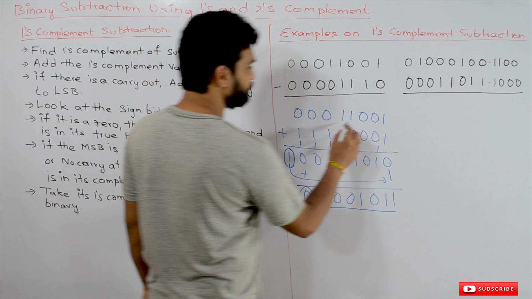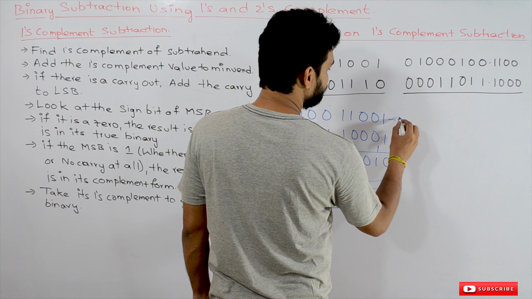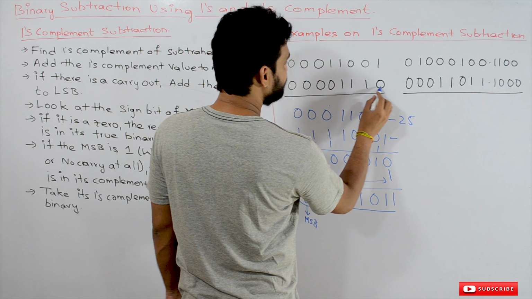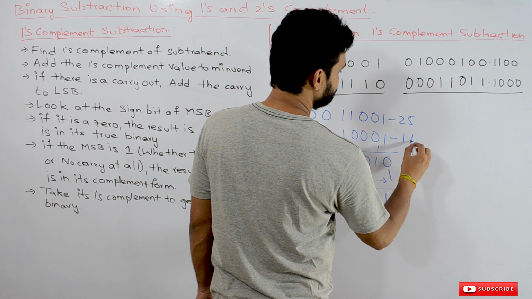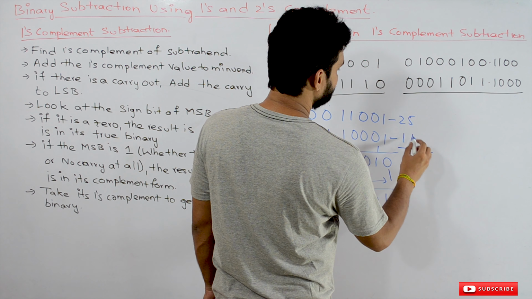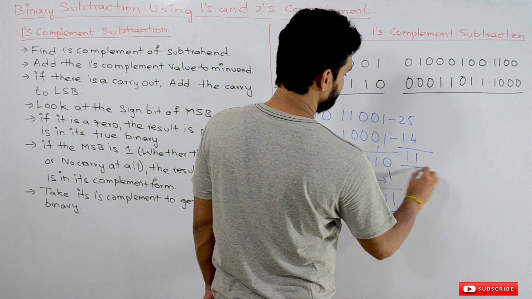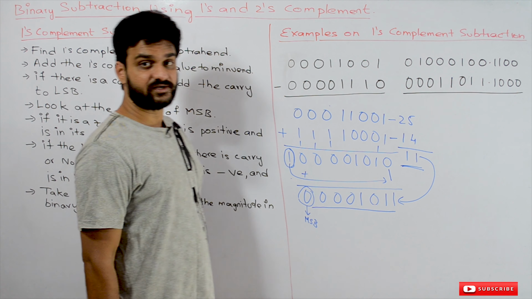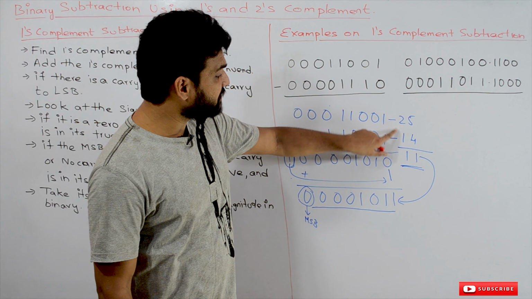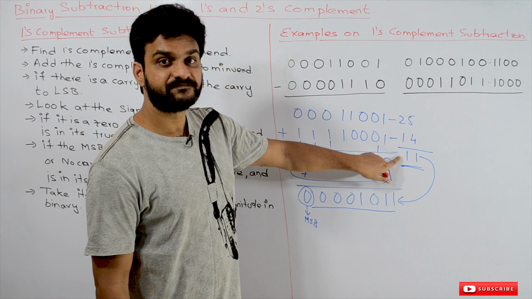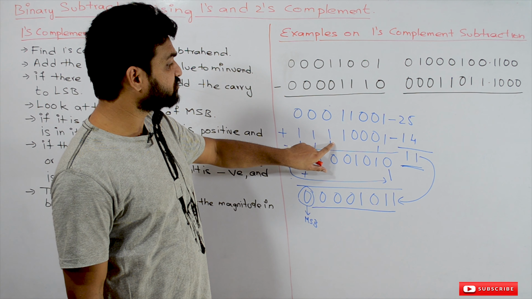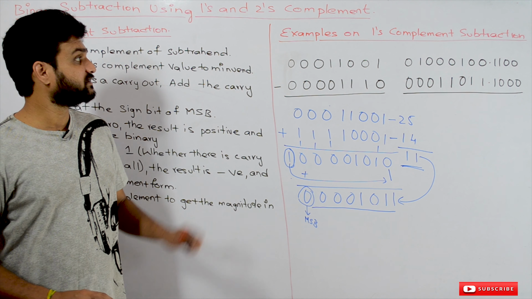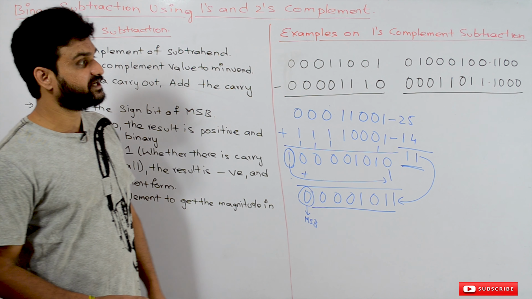So what is the decimal value of this? The decimal value of this is 25 and the decimal value of this is 14. What is 25 minus 14? It is 11. The binary representation of 11 is 1 0 1 1. So 25 minus 14 is equal to 11. Similarly, using the ones complement, we got the result as 11. This is how ones complement subtraction can be done.